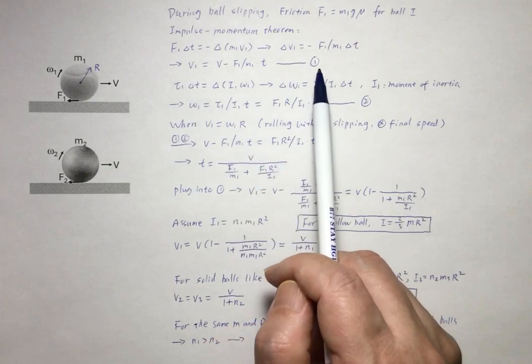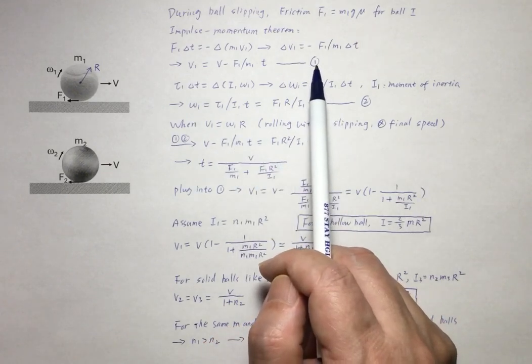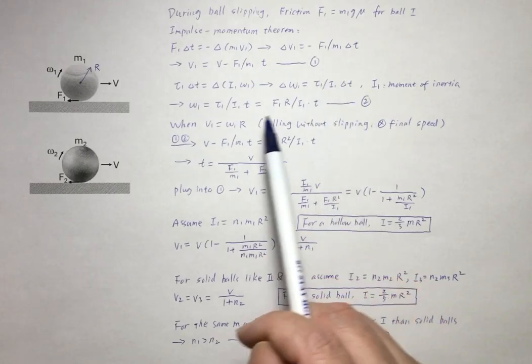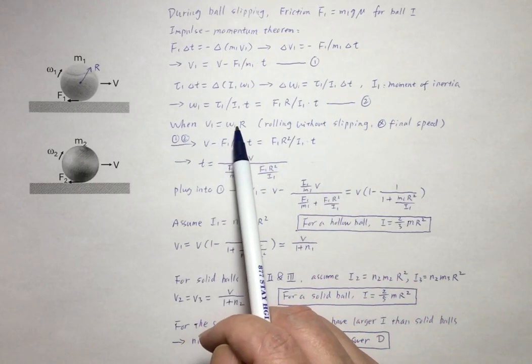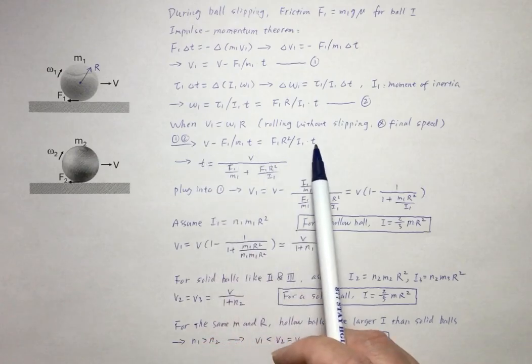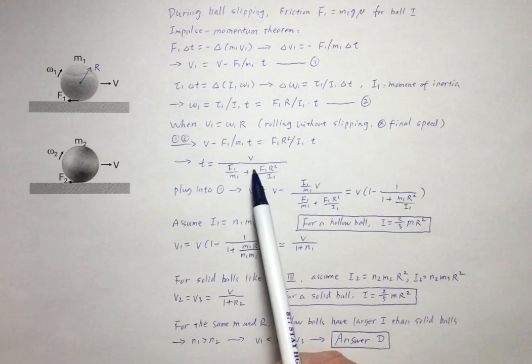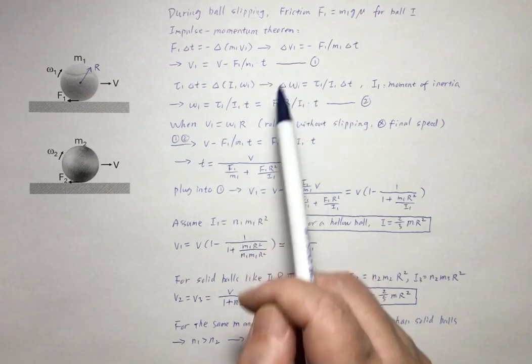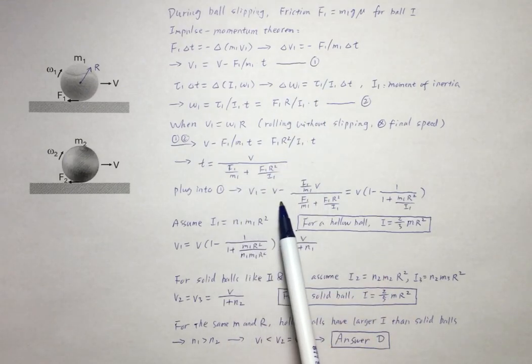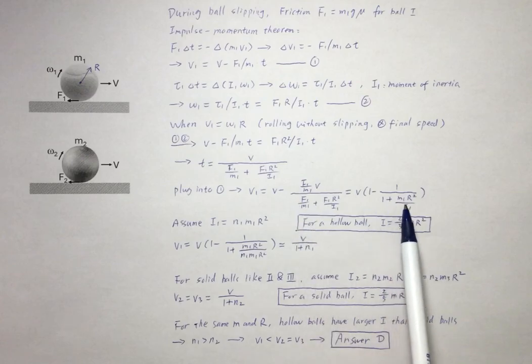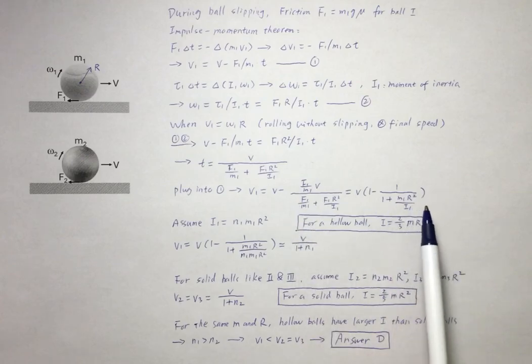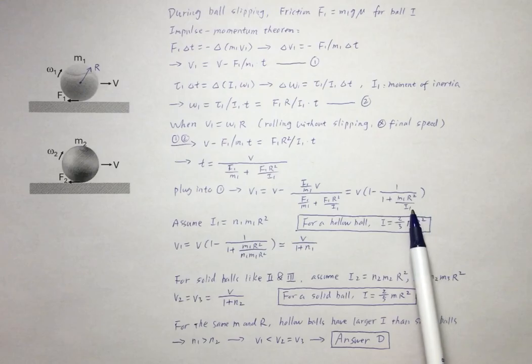Then we plug equation 1 and equation 2 into this condition. Then we solve for t. Then we plug t back into equation 1. Then we get v1 equal to this, and we clean up. Then the only thing we don't know is I1, the moment of inertia.